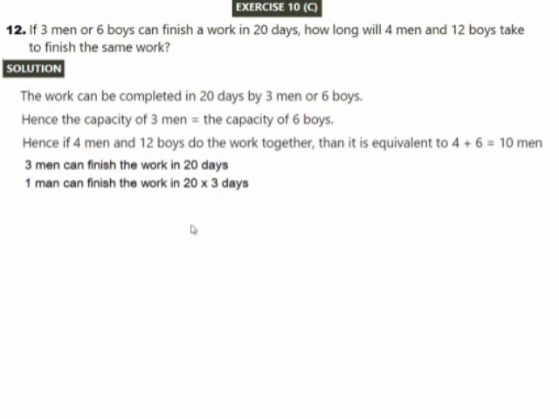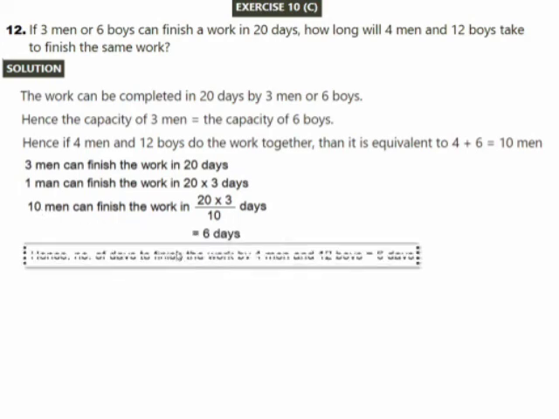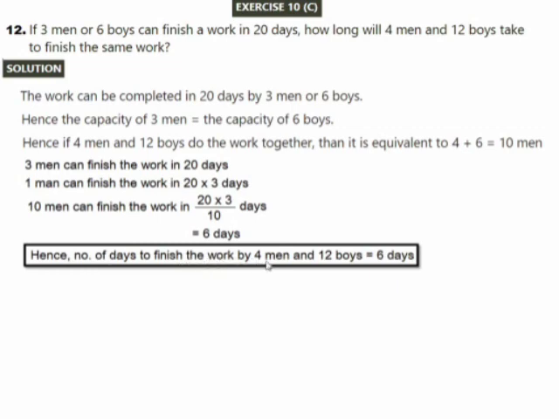Now if 1 man can finish in 20 into 3 days, then we have 10 men, isn't it? So 10 men can finish the work in, this is already there, so we divide this by 10. So you get 6 days. If 10 men can finish the work in 6 days, it means the number of days to finish the work by 4 men and 12 boys, because 10 men is equivalent to 4 men and 12 boys, turns out to be 6 in this particular problem. Very important problem as per your competitive examinations. So you may pause the video and note down your solution. Thank you very much.